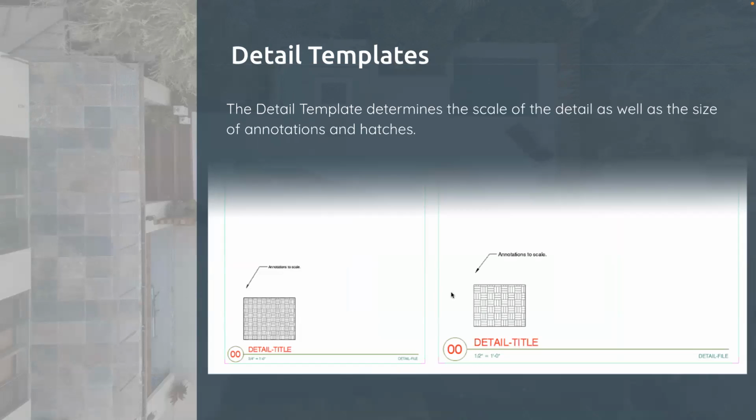In this example, I have two detail templates set up. One is at 3/4 of an inch equals a foot scale, and one is at 1/2 inch equals a foot scale. And they are right next to each other in model space. And as you can see, the hatch scale and the scale of the M-liter object is different. However, if I were to place these on the sheet, both of the boundaries of the detail would be the same size. And so the scale would adjust so that both of those annotation objects and hatch objects will have a consistent scale.